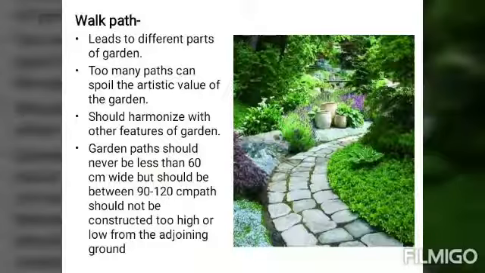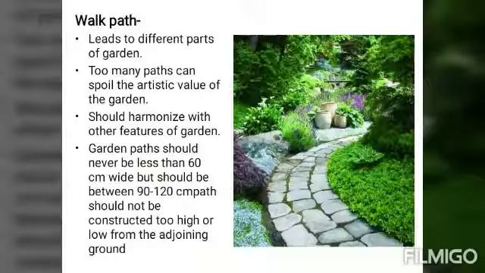And after that, the path constructed in a garden should harmonize with other garden features like bridges, basins, water paths, and fountains. And the garden path should never be less than 60 centimeter wide, but it should preferably be between 90 and 120 centimeter.